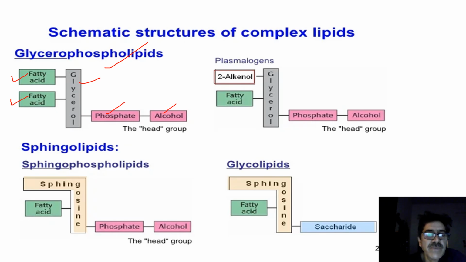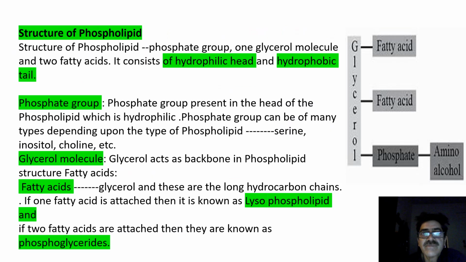Now in sphingolipids, the backbone is formed by the alcohol, that is sphingosine. This is a fatty acid esterified to sphingosine. Then you have the phosphate group, then you have some amino alcohol. Similarly, in glycolipids, sphingosine is the basic backbone. To this are esterified fatty acids, and the next group attached is a carbohydrate saccharide. It might be a monosaccharide, it might be an oligosaccharide, that we will see later.